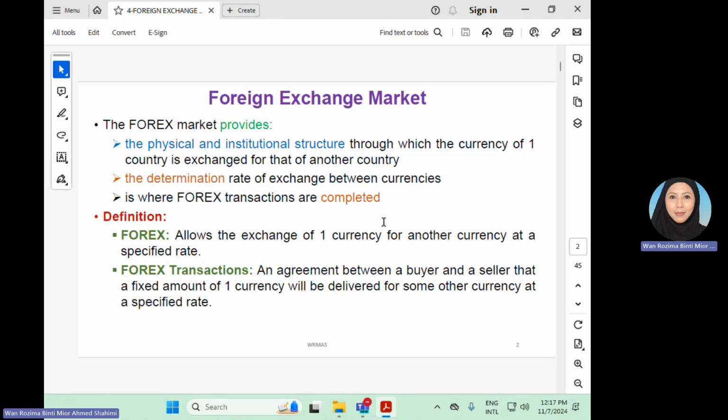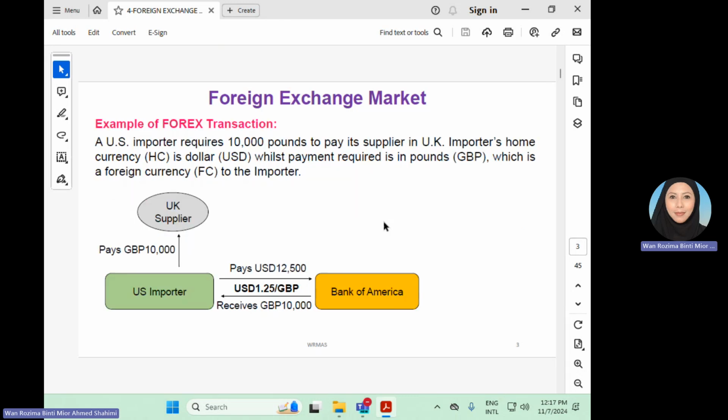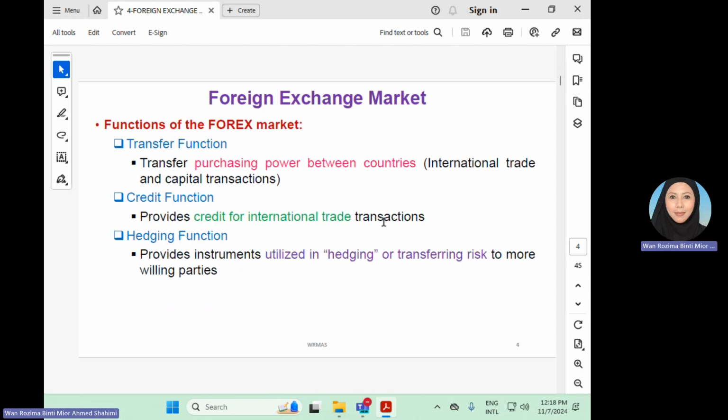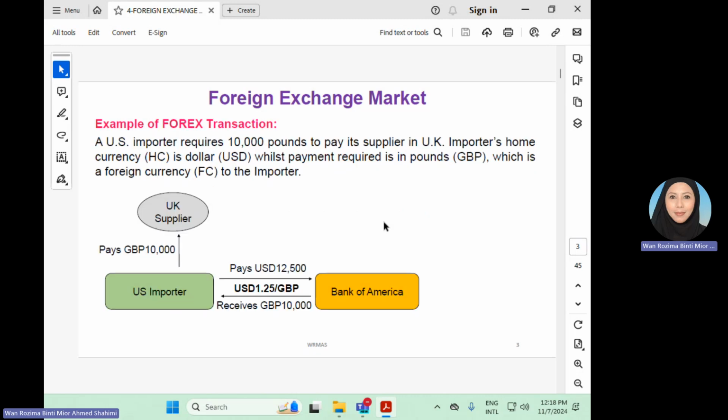Okay, so this one is an example. The needs, where we need to exchange from one currency to another currency. So as you can see, it's a simple one. A US importer requires 10,000 pounds, so GBP, British pounds, to pay a supplier in the UK.